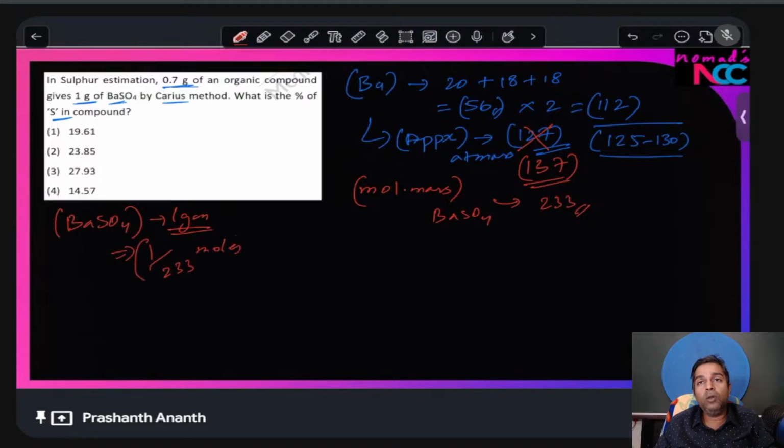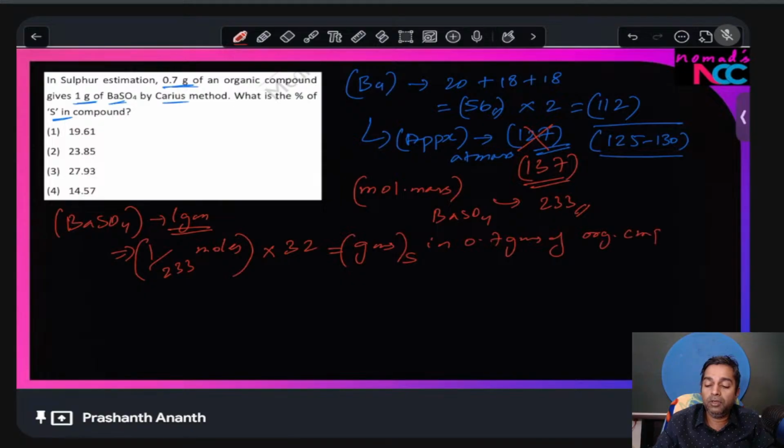So that many moles of sulfur atoms are present in 0.7 grams. Sulfur atoms means we can multiply it by 32, because the atomic mass for sulfur is 32. So this many grams of sulfur are in 0.7 grams of organic compound. Now it's all about finding the percentage of sulfur. The percentage of sulfur is going to be 32 divided by 233, this is the actual amount present, divided by 0.7 into 100. That is going to be the percentage.